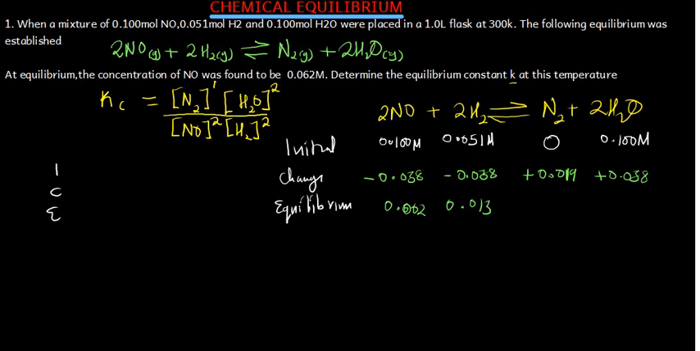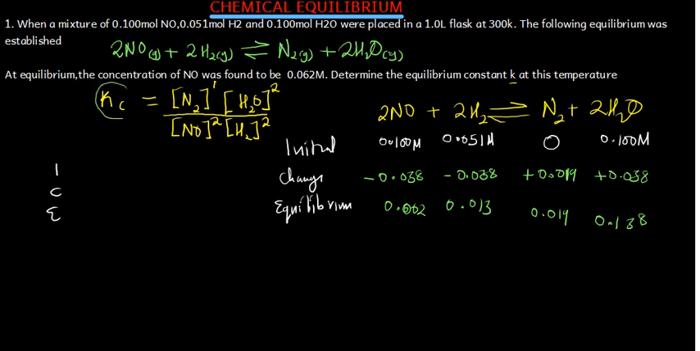Now that we've seen the changes, what will be the concentration at equilibrium for this? We know the initial, we know the change. What will be the concentration? Just add the initial and the change. It will be still 0.019, right? And then come here, 0.100, and then add this. What will be the concentration at equilibrium? That will be 0.138.